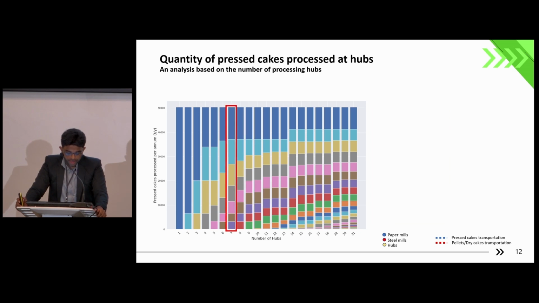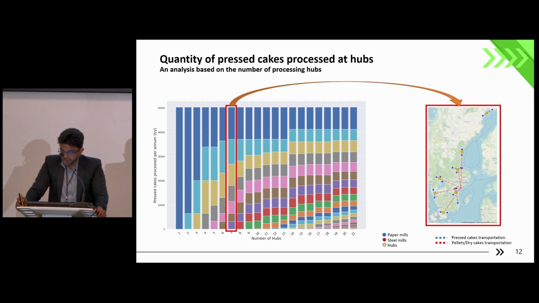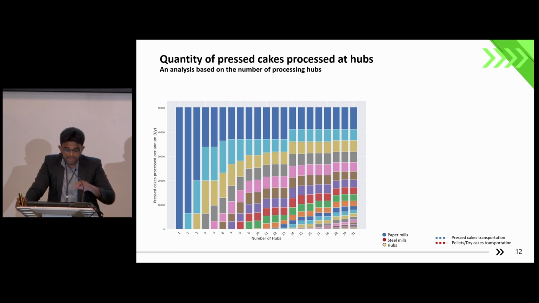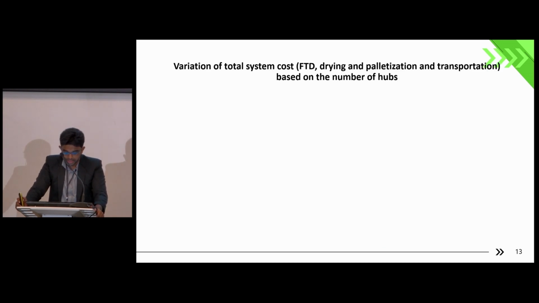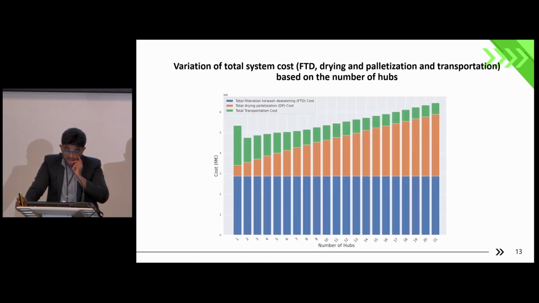And let's take the 7 hub scenario. There are 7 hubs in the country, and the hubs were connected to both the steel mills, and it's the amount of press cakes which is processed at the hubs. And then we have the 21 hub case, which is the on-site case where every paper mill has the complete F-cube system. And going into the actual costs, it was pretty interesting.